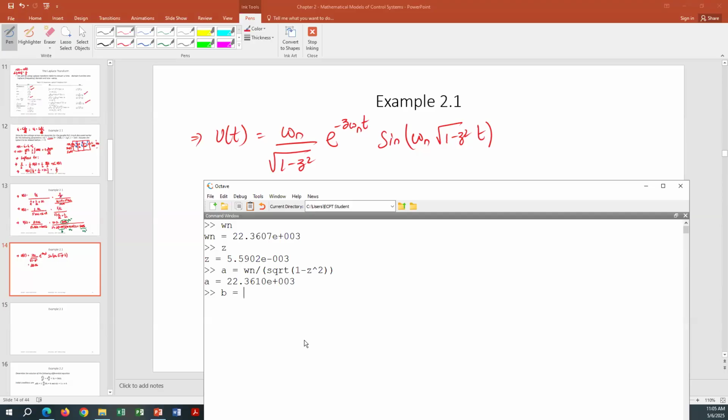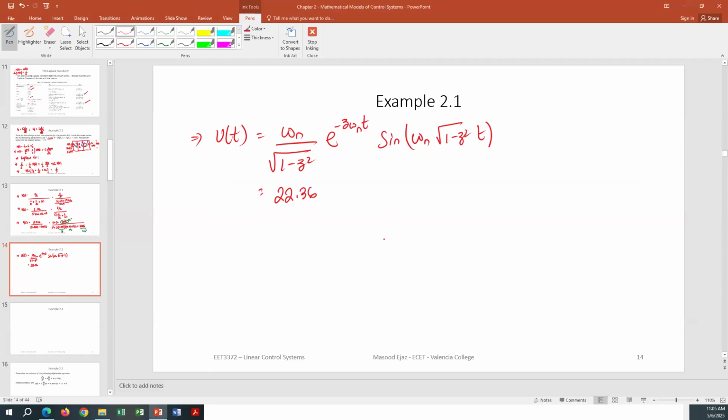So let's say B is equal to zeta times omega n, 125, so e to the power negative 125t, sine omega n square root of 1 minus zeta square. Again, 1 minus zeta square is just going to be pretty much 1, because zeta is 0.05 and if we take a square of that, it's even smaller. Actually, we are multiplying it, so it's going to be 1 times that. So it's going to be the same, 22.36 approximately.